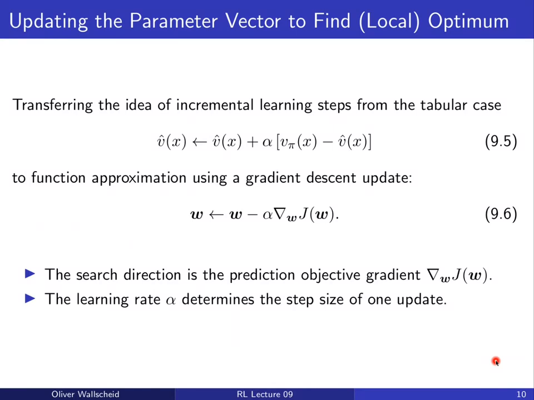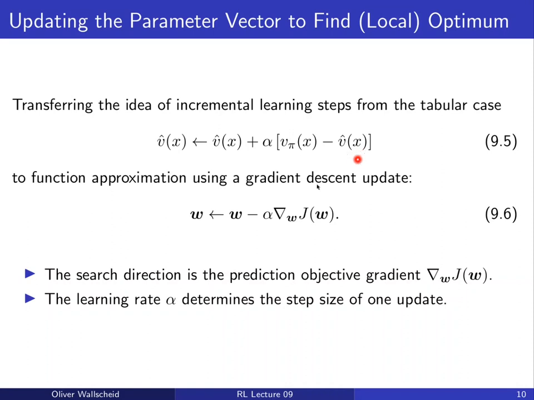Basically, what we do here with the gradient-based updates is we transfer the idea of incremental learning, which is stated here in equation 9.5, from the tabular case, and we will just adapt that idea. So that's why also here x is again a non-bold symbol, because this is just a recap from the tabular case. We will use that idea and throw it into the gradient descent update.